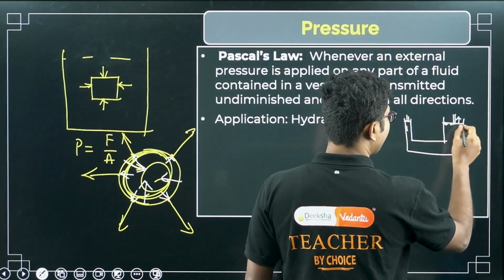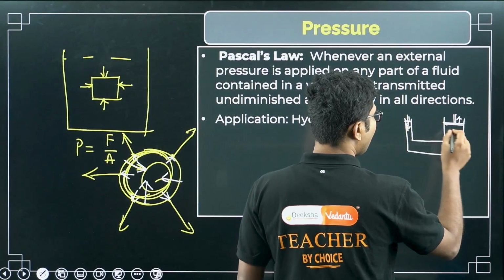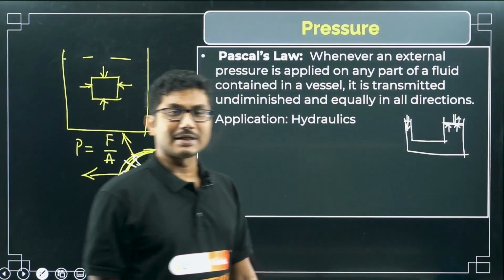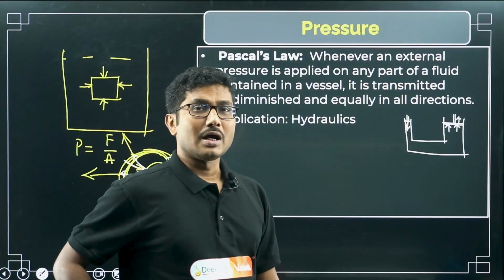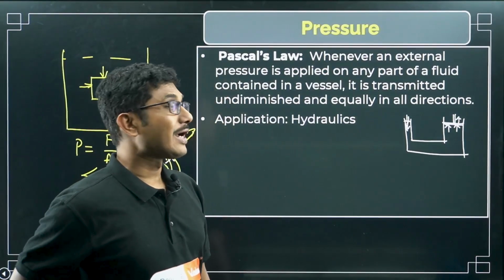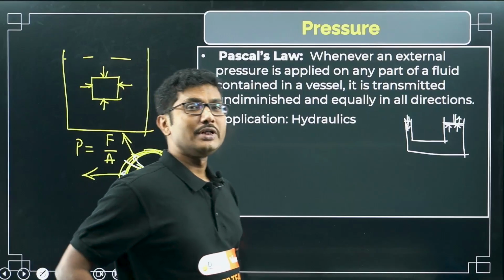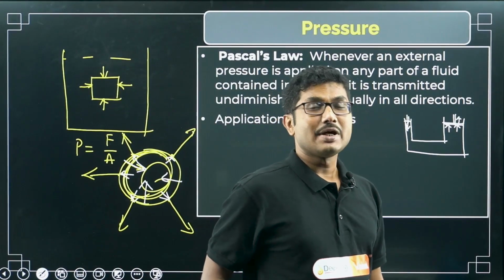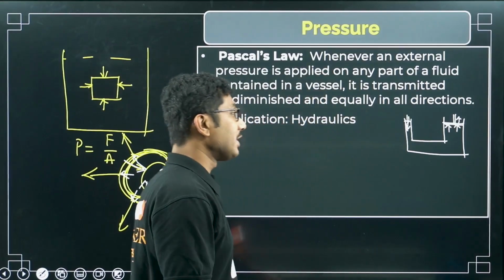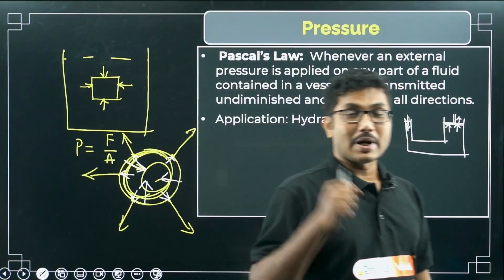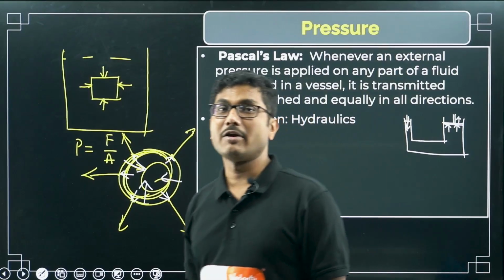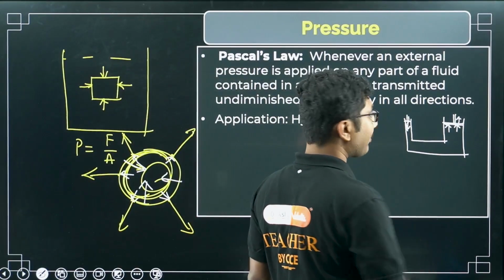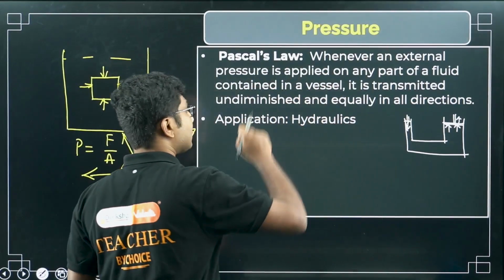Basically, the pressure remains the same, but force is pressure per unit area. So if you can increase the area, the force will increase. The relative displacement will be less, but you can lift a heavier object by applying a small amount of force. This is called a hydraulic lift, very widely used. This is one of the places where Pascal's law is used.